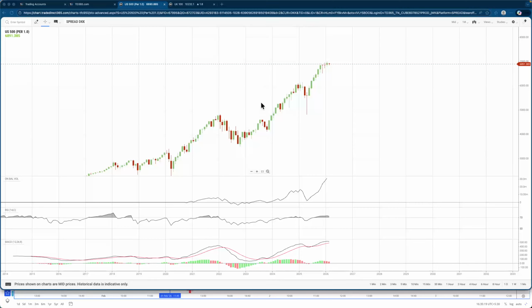Hello everyone. So I am about to take my first trade in S&P 500, and before I do that, I'll be doing my price action analysis.